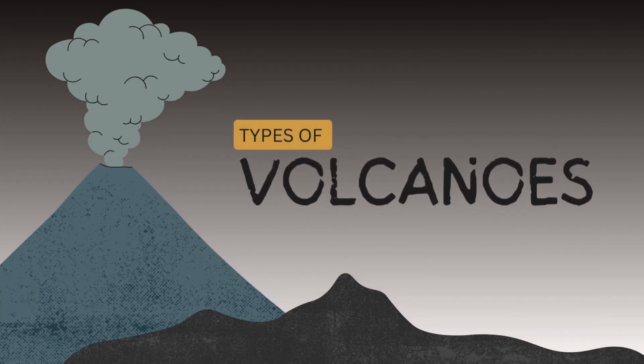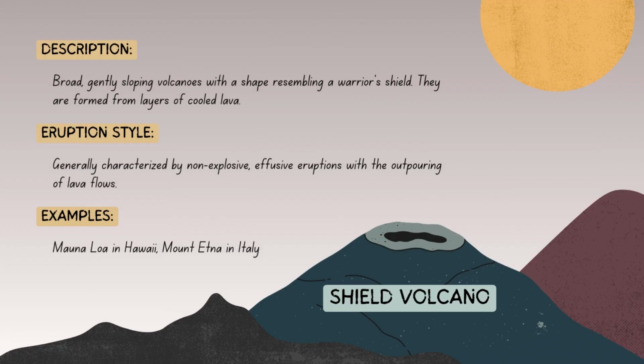Here are the types of volcanoes. Shield volcano. It is a broad, gently sloping volcano with a shape resembling a warrior's shield. They are formed from layers of cooled lava. This volcano is generally characterized by non-explosive, effusive eruptions with the outpouring of lava flows. For example, Mauna Loa in Hawaii, Mount Etna in Italy.